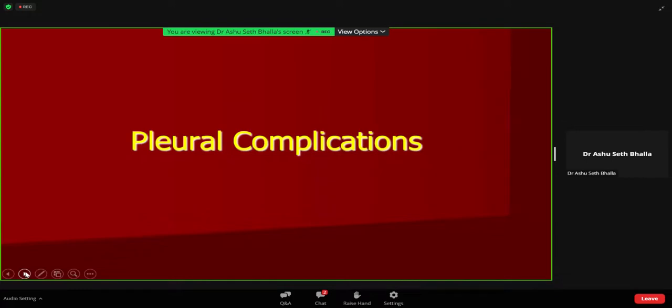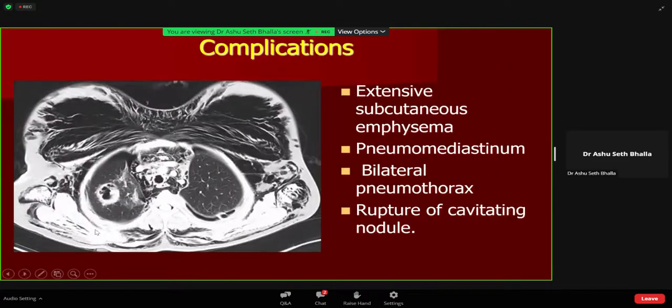Pleural complications, we already saw that there's pleural effusion, and of course in GPA, mainly all these cavitating nodules can keep rupturing and have all the complications associated with cavitating nodules of any etiology, whether they are septic emboli or metastasis. So they will be a cause of recurrent spontaneous pneumothorax. They can result in pyothorax.